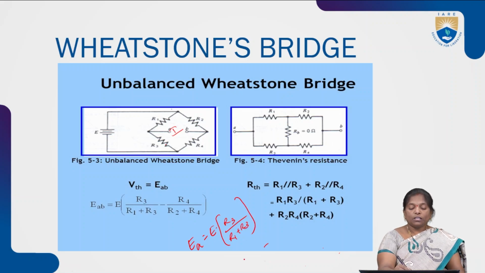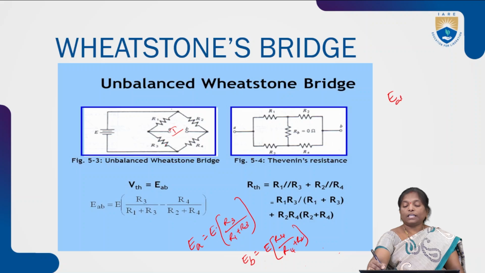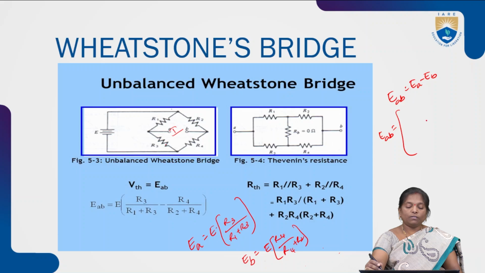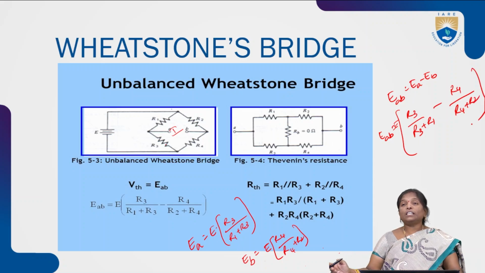Similarly, measure B. Thevenin's voltage at B can be represented as the total voltage E into the opposite resistance by the sum of the resistances. Now, E Thevenin at AB can be represented as EA minus EB or EB minus EA. That depends upon magnitude. So we have E Thevenin at AB equal to E into R3 by R3 plus R1 minus R4 by R4 plus R2. This is V Thevenin at AB.